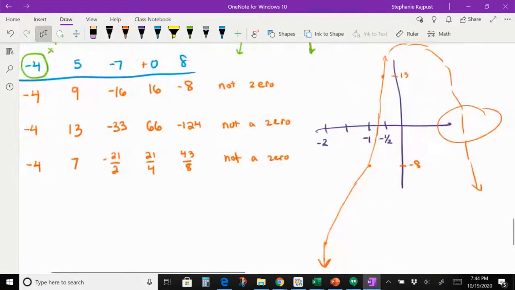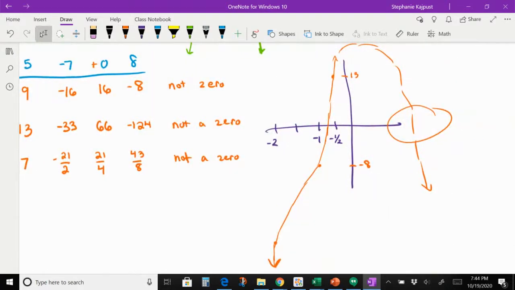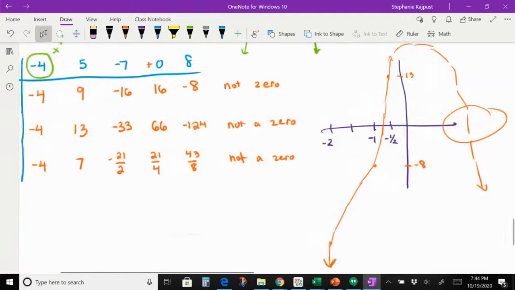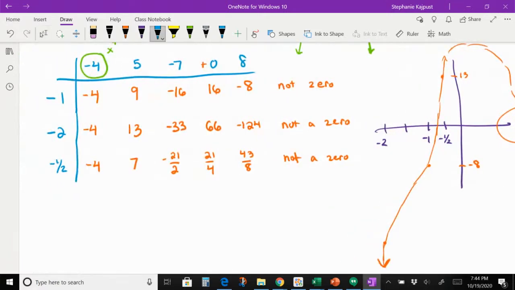So you use all of your information here. This is where the real critical thinking and problem solving goes, so that you can take this all into account. Now I'm going to start trying the positive version of these numbers. I'm going to start with a positive 1 because 1 is easy to start with. So you've got 1 times -4 plus 5. That gives me 1. 1 times 1 is 1 plus -7, -6. 1 times -6 is -6 plus 0 is still -6. 1 times -6, of course, is -6 plus 8, and we get 2.